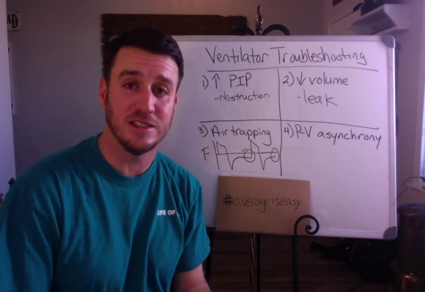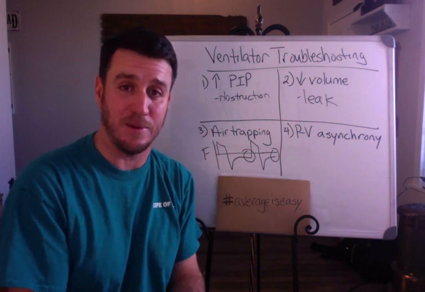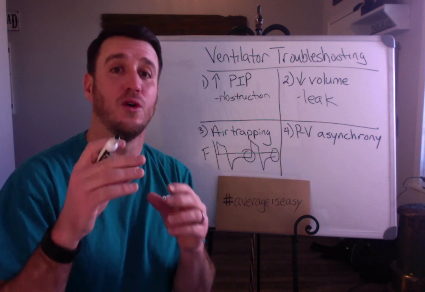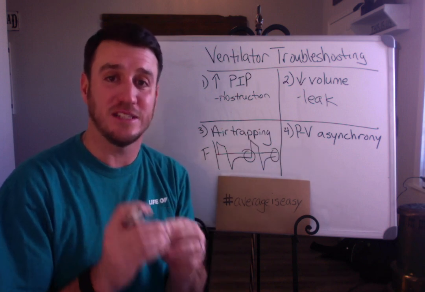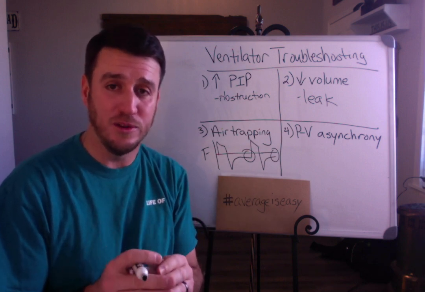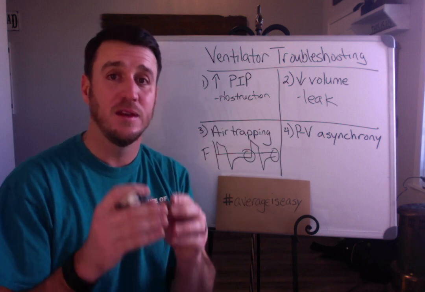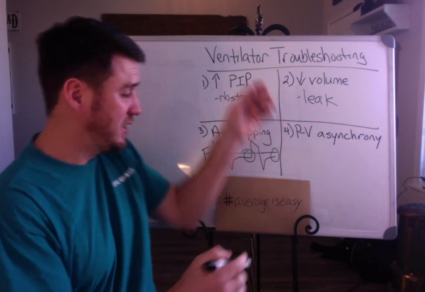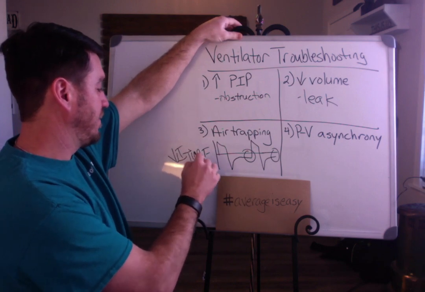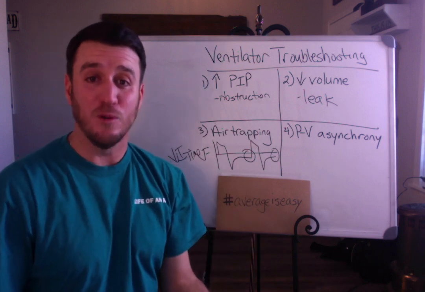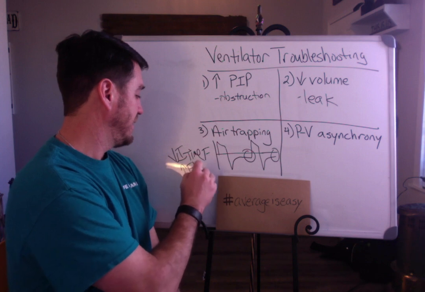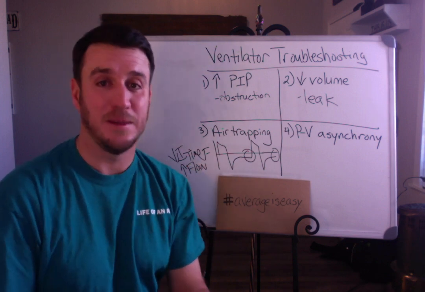Now the question is, how do you fix air trapping? And the answer to that question is you have to decrease inspiratory time. In a volume mode of ventilation, the only way to do this without altering minute ventilation is by decreasing I time. To decrease I time, what do you have to do? You have to increase flow. That's typically going to be your answer.